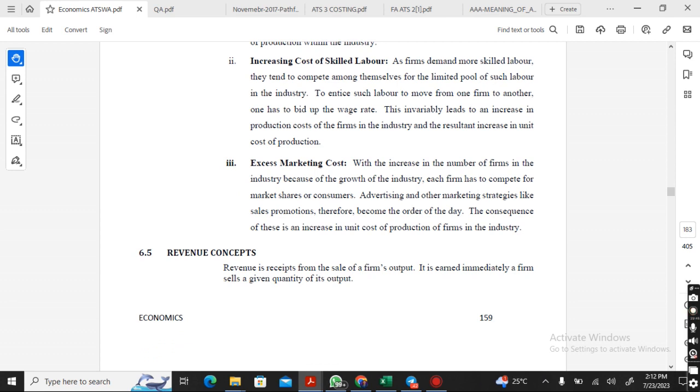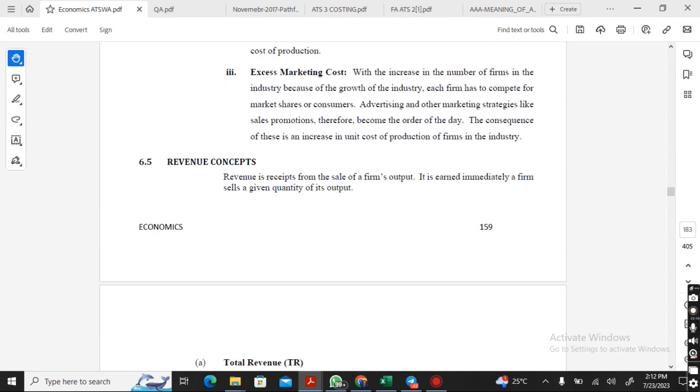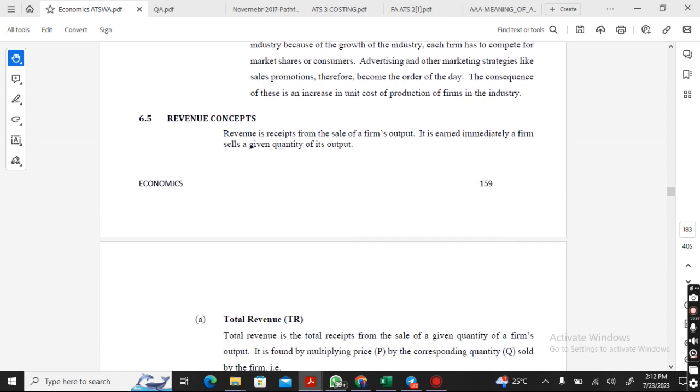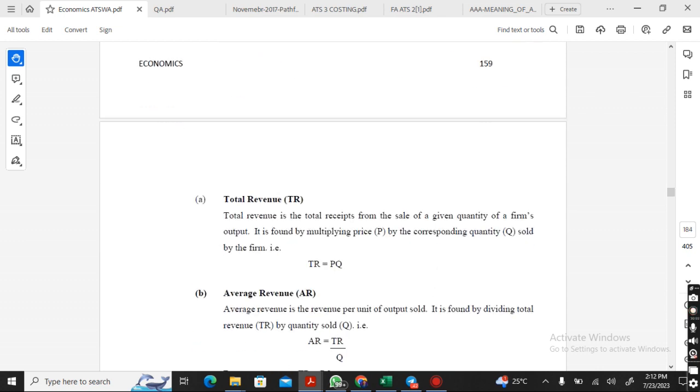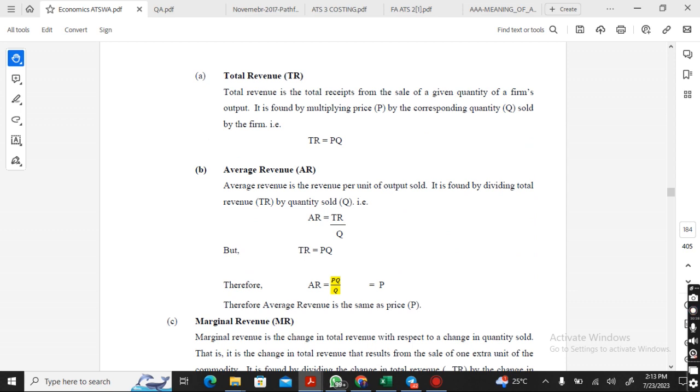Now let's look at revenue. Revenue is received from sale of a firm's output. It means what you earn immediately a firm sells a given output. Total revenue is the total received from the sales of a given quantity of a firm's output. So you multiply the price by the quantity you sold. You sold 10 bags of pure water; how much is one bag? 2 naira. Multiply by that. So total revenue is what? Price times quantity.